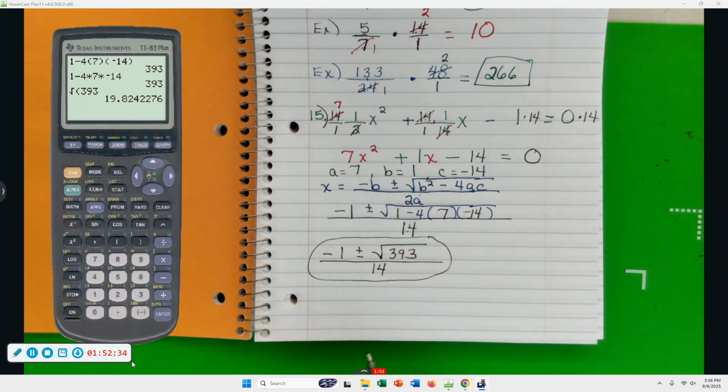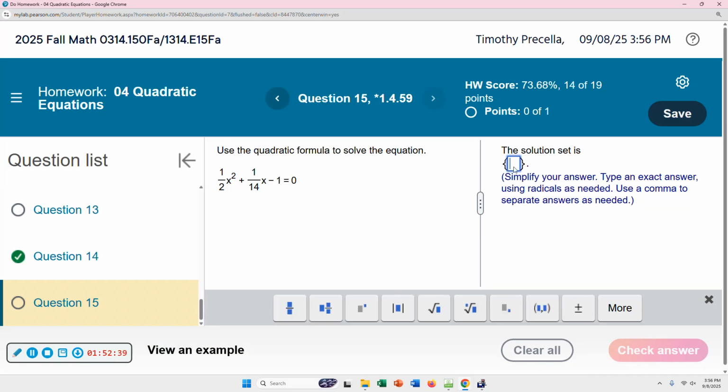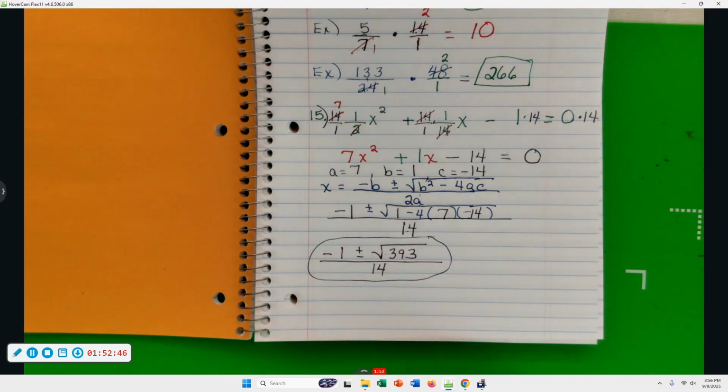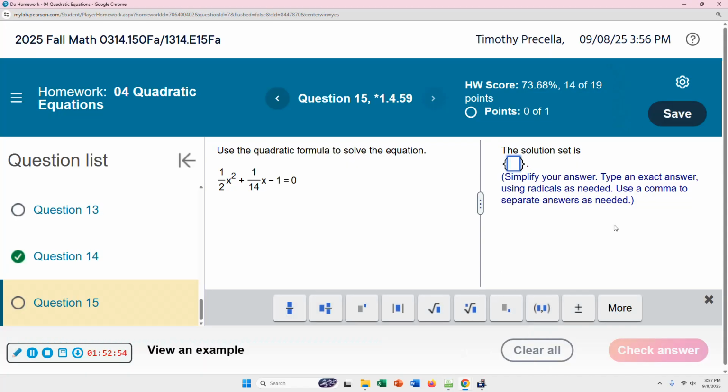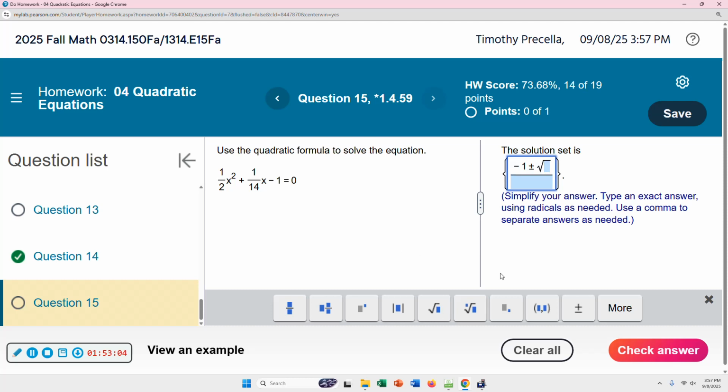Okay. Oh, I better type in the answer. Okay, look at that. What do y'all think I'm going to type first? So type in that answer that we have. What am I going to type or click first? The fraction bar. Yes, I would not try to use the little slash from your keyboard. Fraction bar. Negative 1 plus minus. There's the square root of 393. Click down on the bottom to type 14.